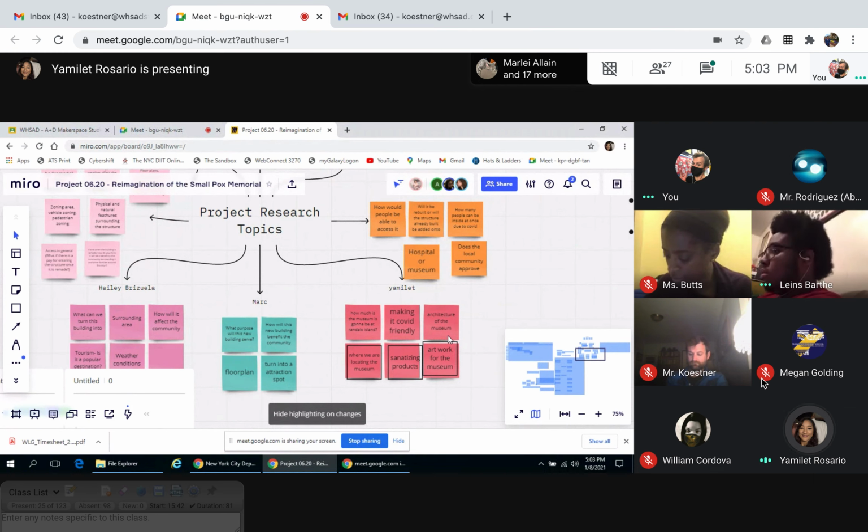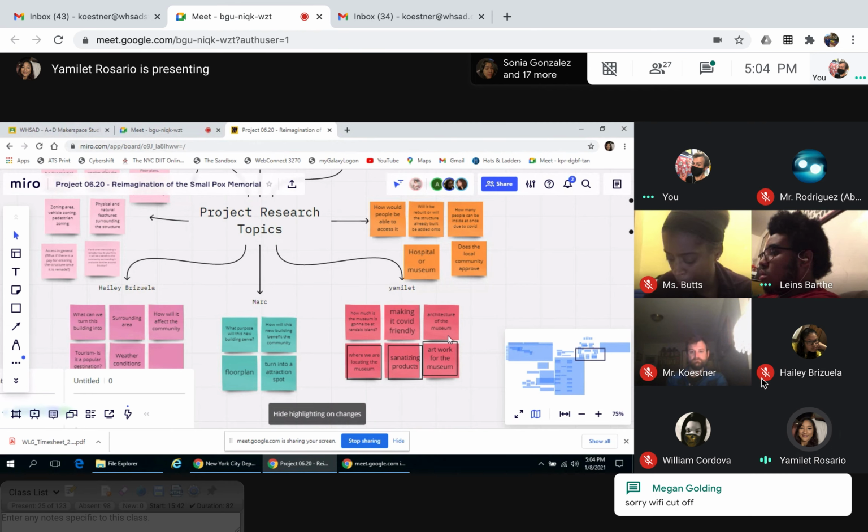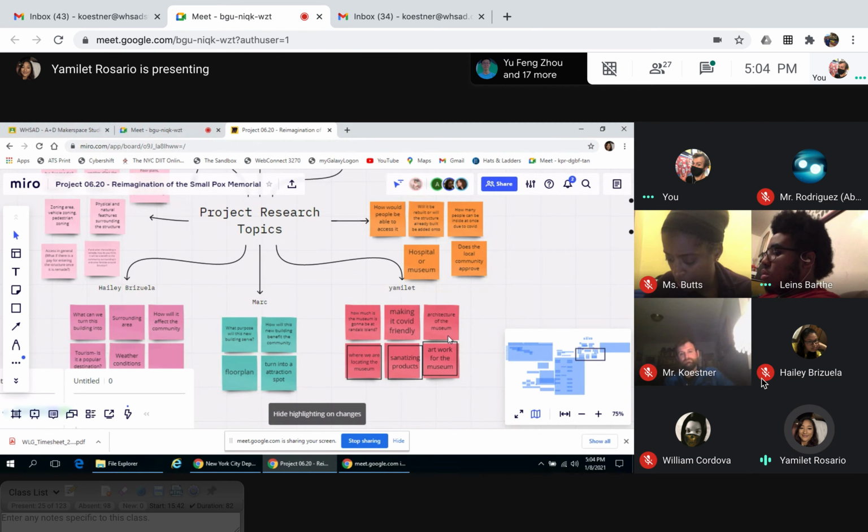Okay, so I had a couple of topics in mind. One that was really big for me was making our project, the smallpox Randall's Island, COVID friendly, because that's something that's a worry now, and also if there are future viruses or whatnot, how could we find a solution to that?